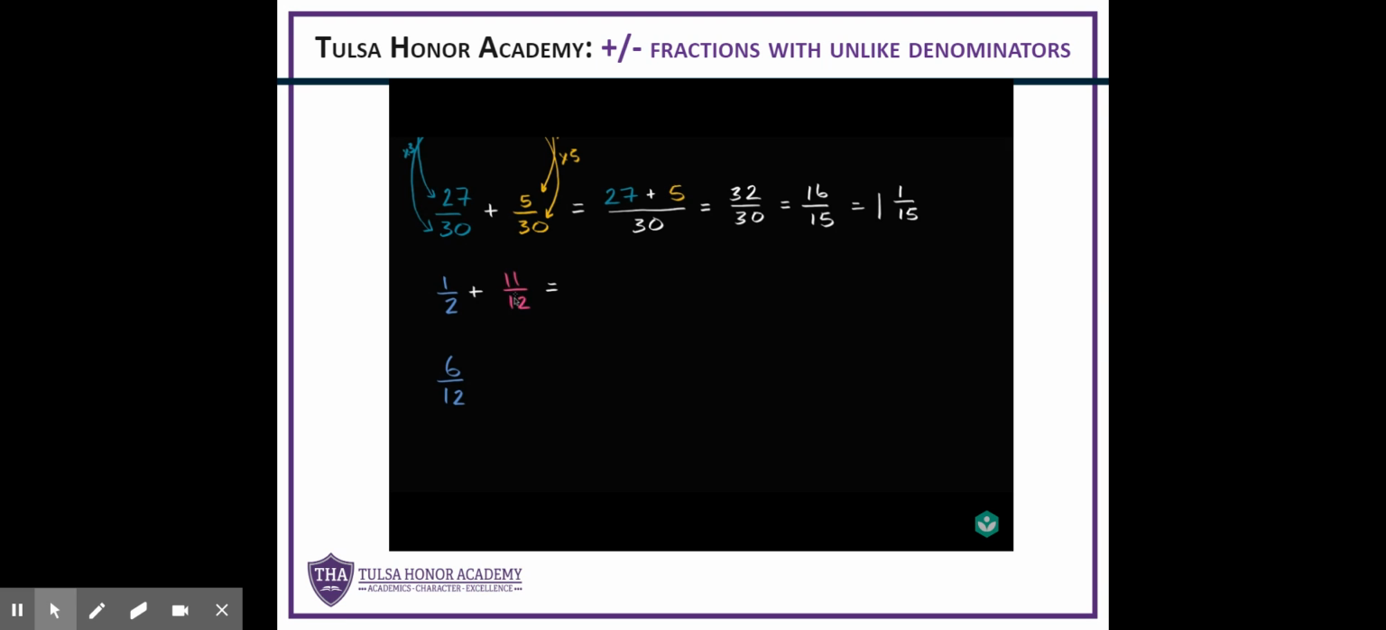And how would we write 11/12 as something over 12? Well, it's already written as something over 12. 11/12 already has 12 in the denominator, so we don't have to change that. 11/12, and now we're ready to add.